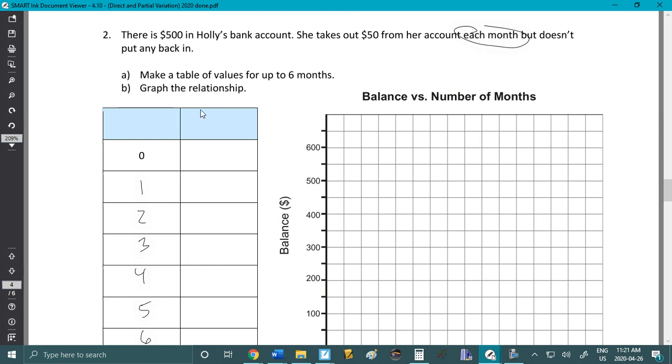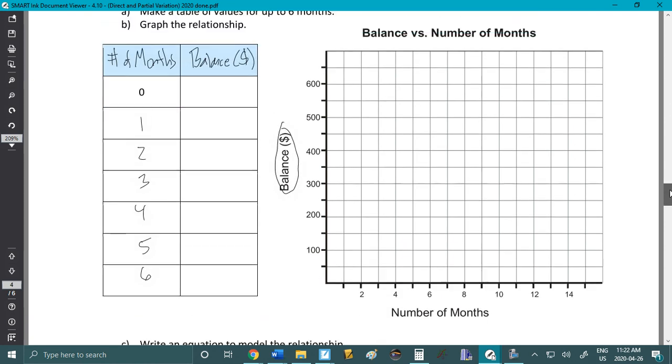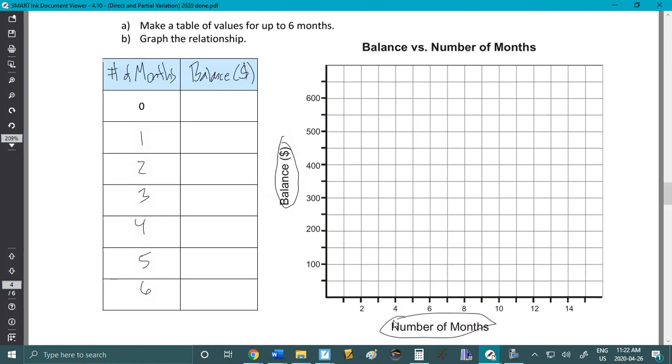All right, so what are our variables here? Well, 1, 2, 3, 4, 5, 6, that is number of months, obviously. And then what is it that we want to know? As time goes by, what changes? Well, what changes is the balance or the amount in her bank account. And you can see here, balance is the dependent. And if we scroll down, number of months is the independent right here. So these match up, which is good.